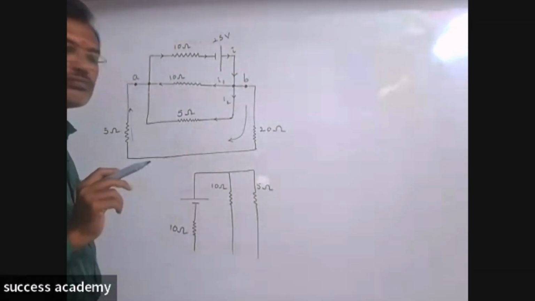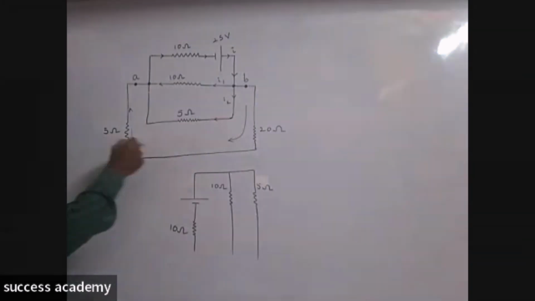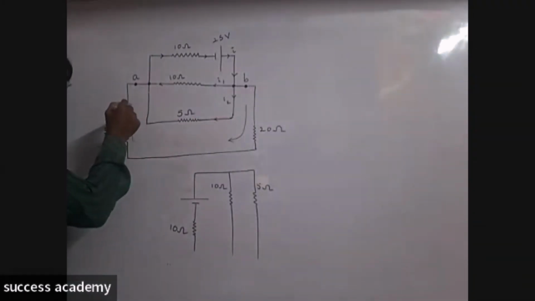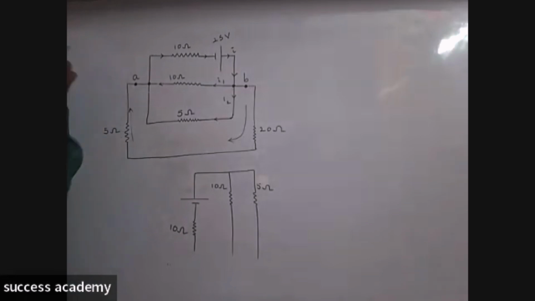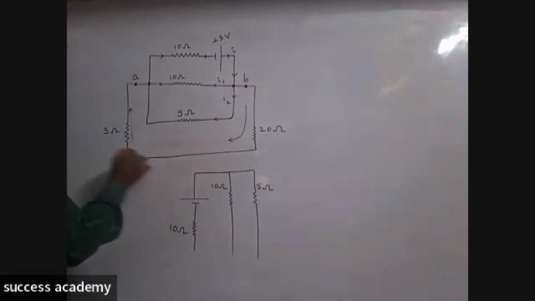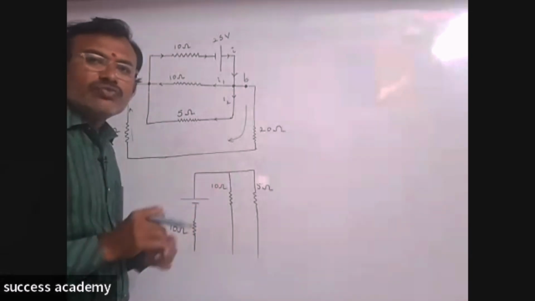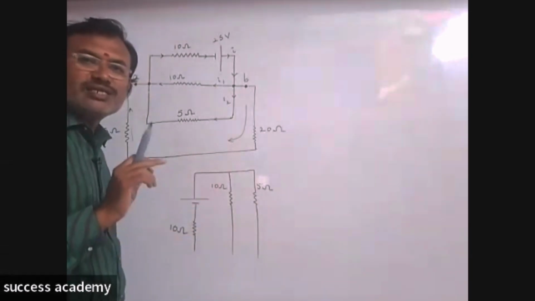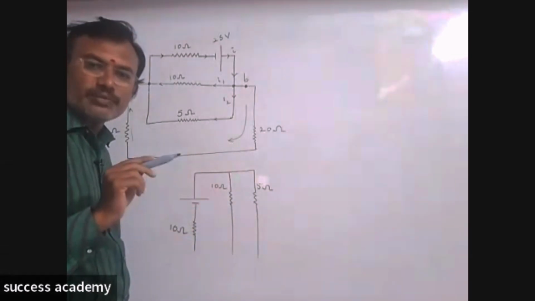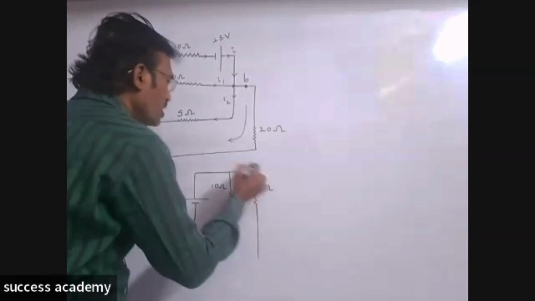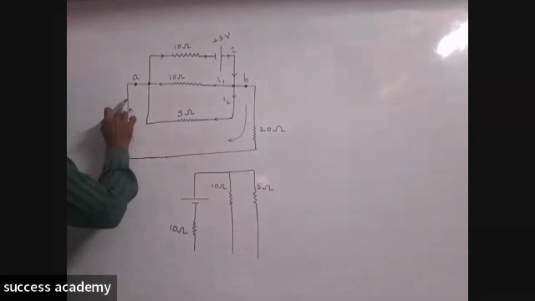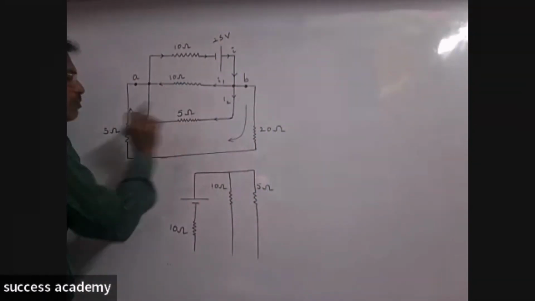Okay, now this 20 ohm and 5 ohm, both the resistors are in series combination. Thereby we need to add these two resistances, 20 plus 5. Why? Because both the resistors are in series combination. Got it? Now the 25 ohm resistance is in parallel to this 10 ohm and 5 ohm.